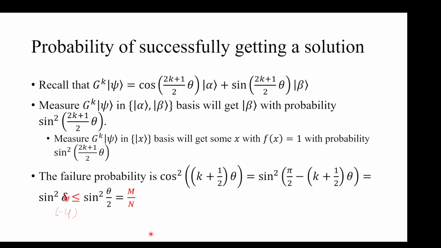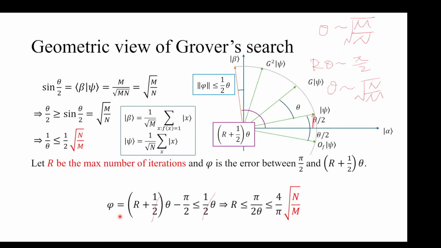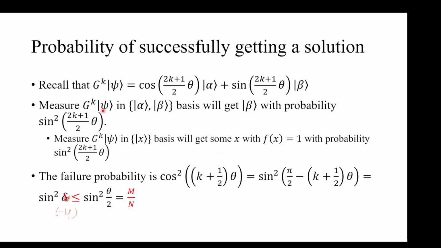And as we said before, this overshoot angle should be less than theta over 2, otherwise you can just stop early. So this should be less than theta over 2, and sine squared of theta over 2 is just M over N from this relationship here. So in the end we get the failure probability is less than or equal to M over N. And so we see that if we don't have too many marked items, we won't fail. So as N goes to infinity, the failure probability goes to 0. So the failure probability is pretty small.